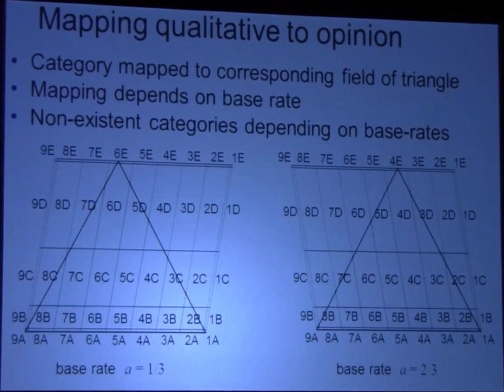And then you see that there are many rectangles or many fields which are actually outside, they don't overlap with the triangle. So what does that mean? That means you cannot express these types of opinions. They don't correspond to anything. And what would that be, for example?